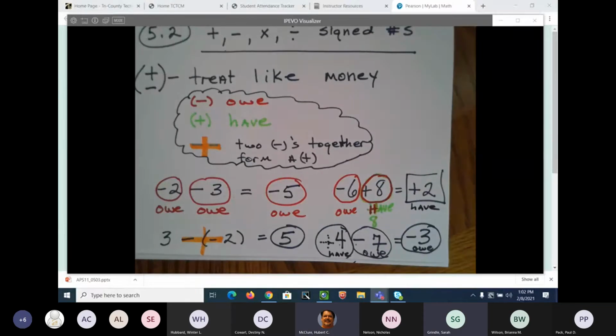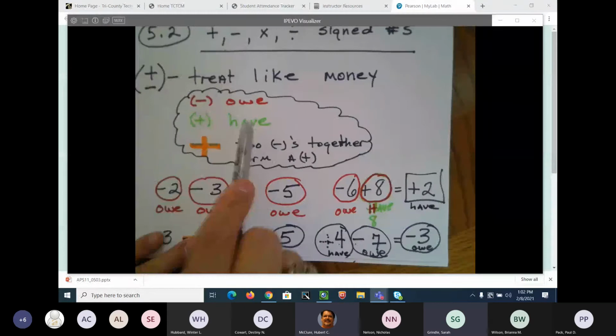And I'm guaranteeing you there's somebody out there right now going, well, I was always told to do this and do that and do this and do that. And that's all you got to do. Those 3 right there.